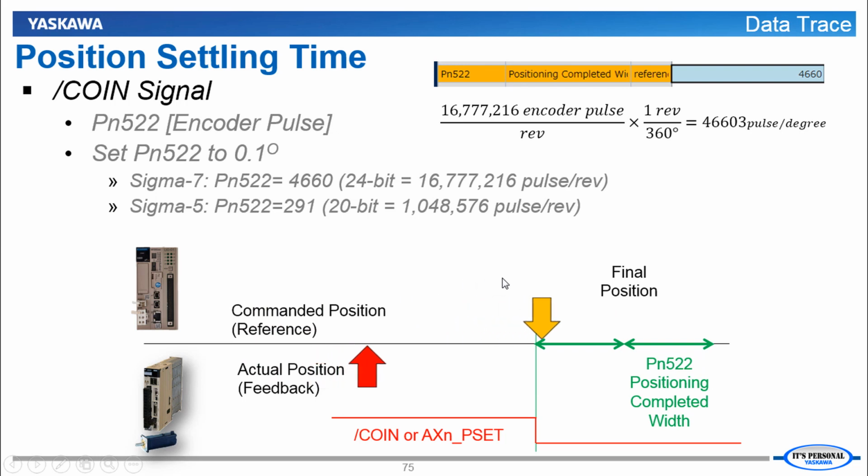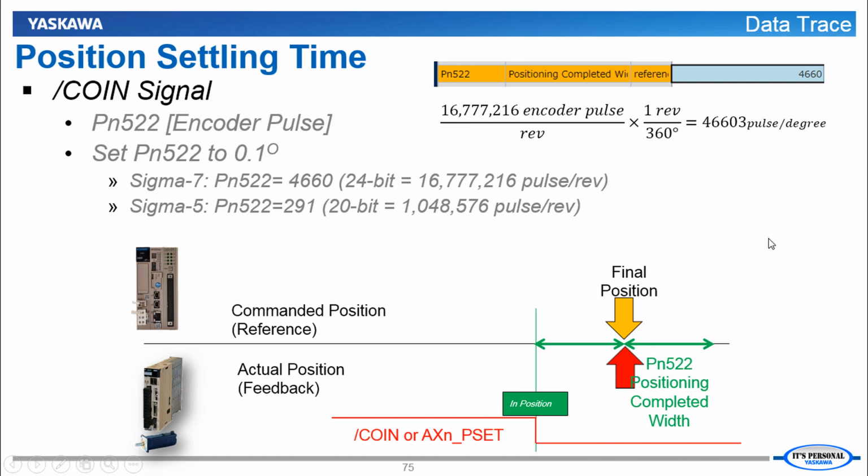The controller is giving the position over time, and the servo is somewhat behind. It's exaggerated here. But as soon as the feedback position gets within this position complete width, sometimes called position complete window, then this COIN signal goes from high to low.